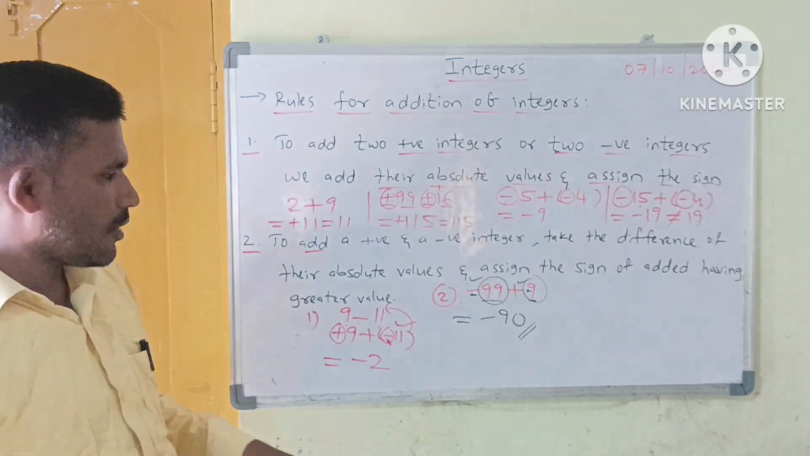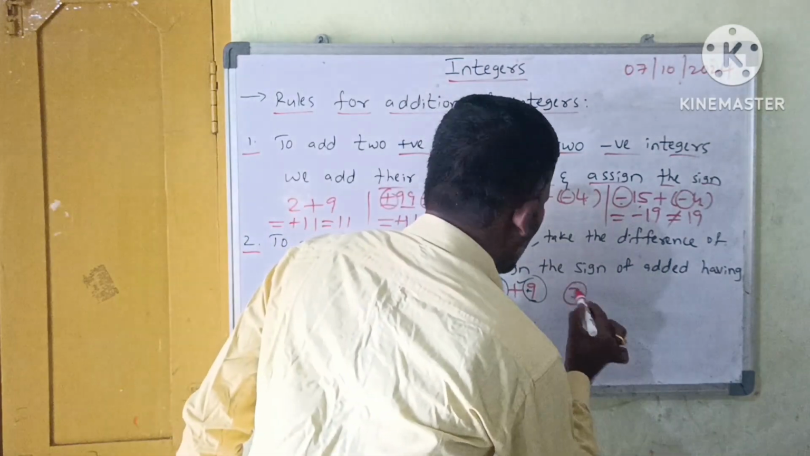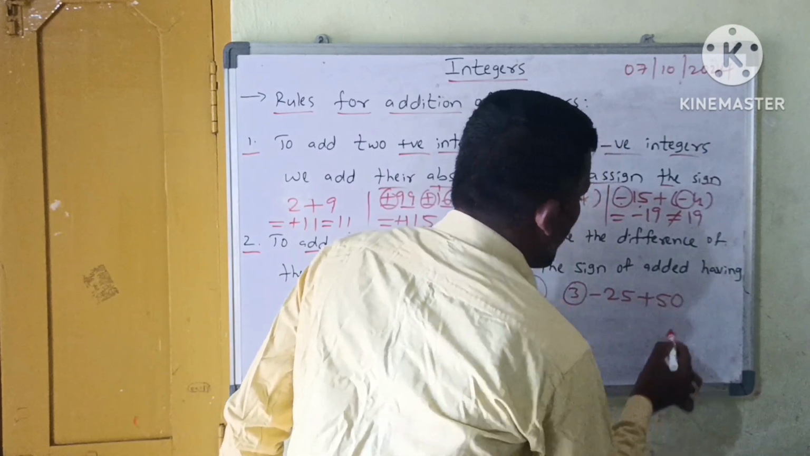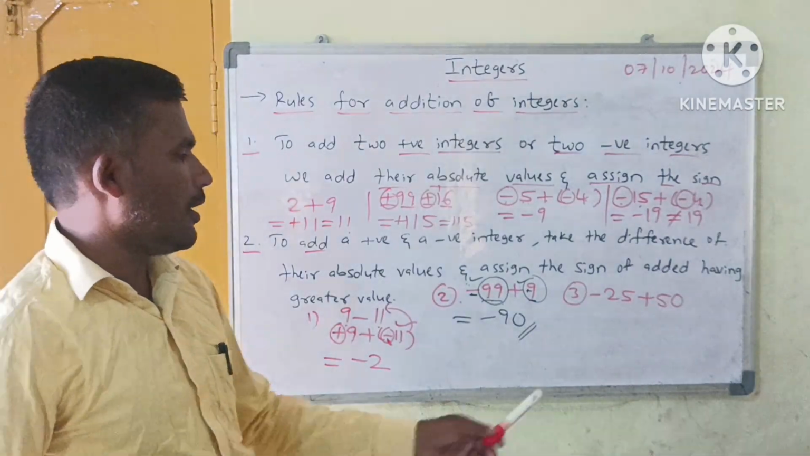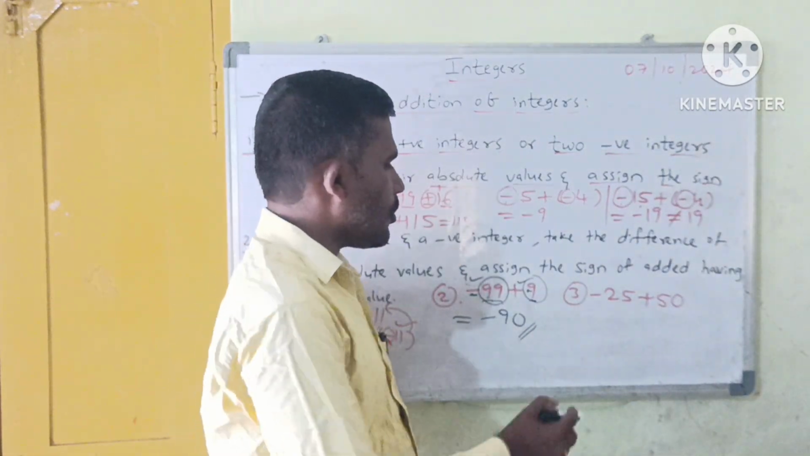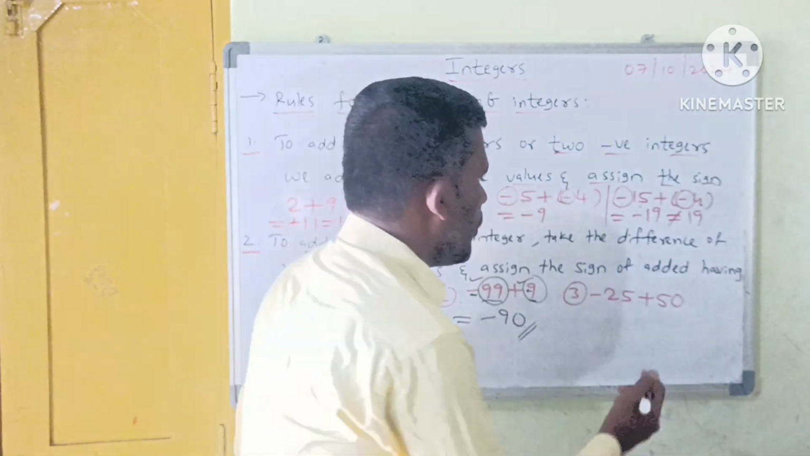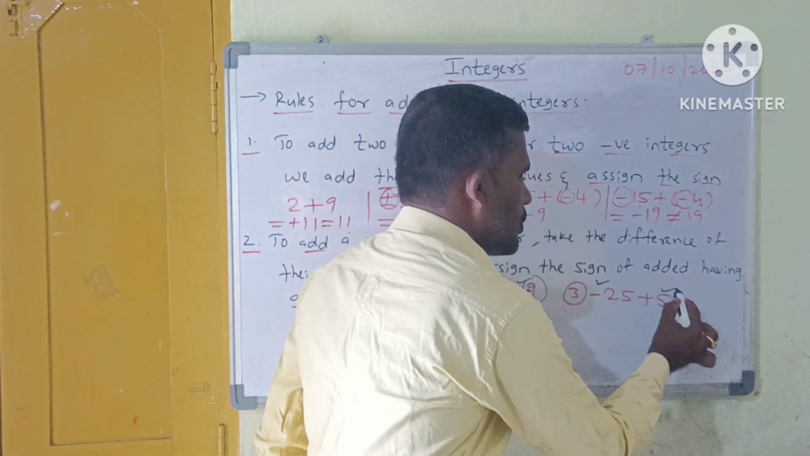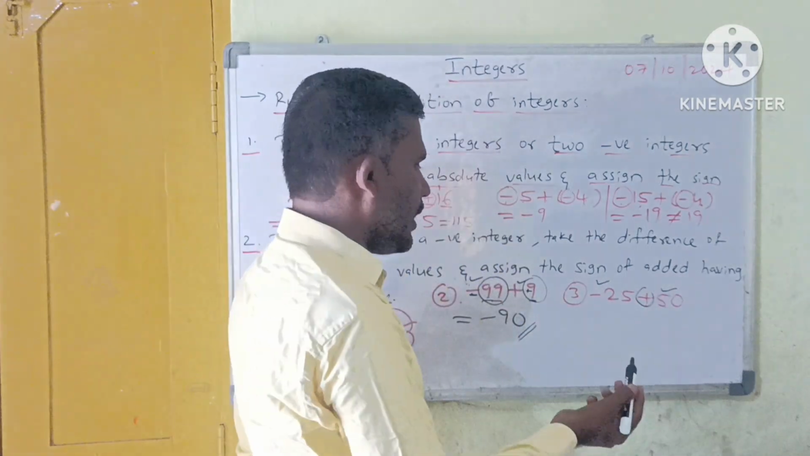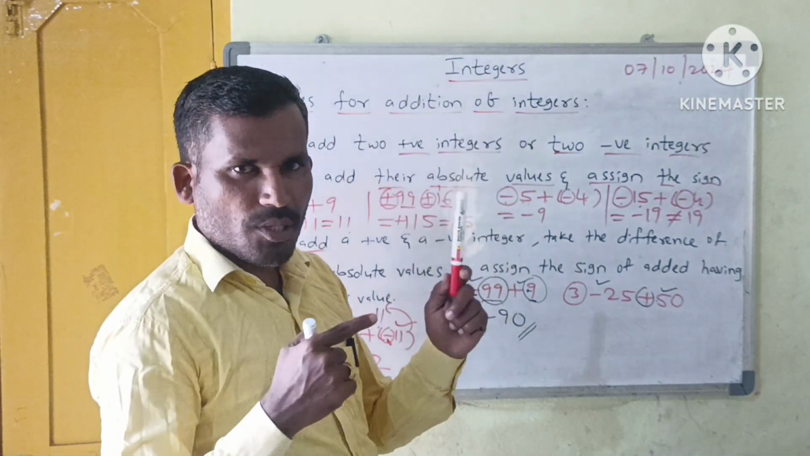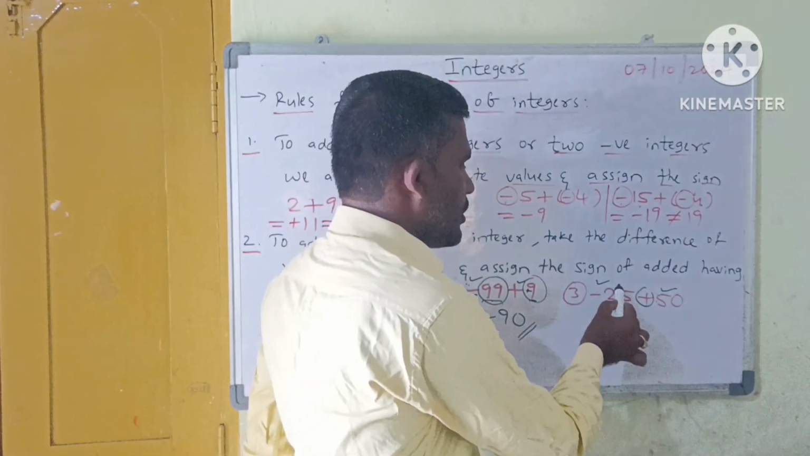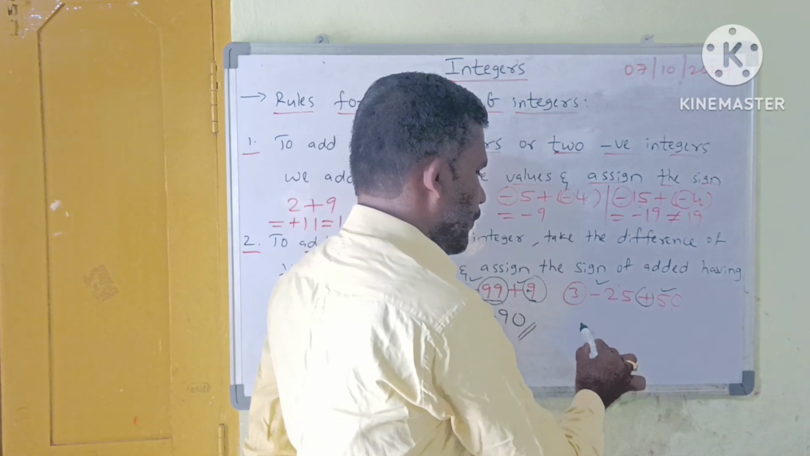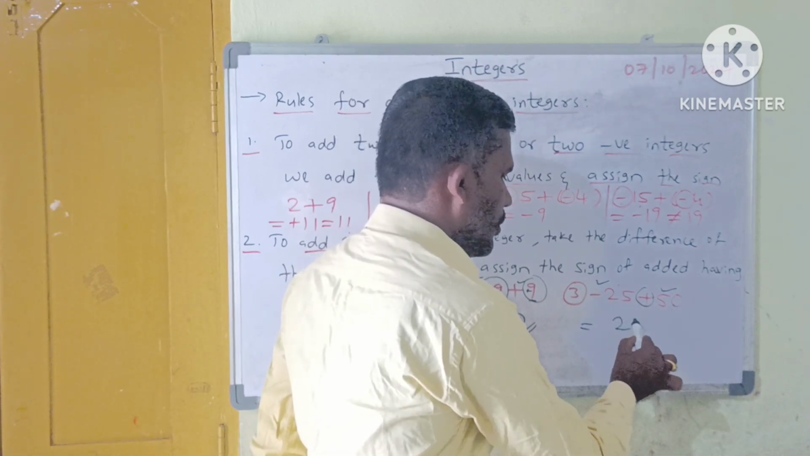Okay. Taking another one: minus 25 plus 50. Here also one is negative and here 50 is nothing but plus 50 only. That is a positive. So negative integer, positive integer adding. While adding, what is the rule here? Just subtract the integers only. So subtract is here 25, here 50. So 50 is a greater value. 50 minus 25 is nothing but 25.